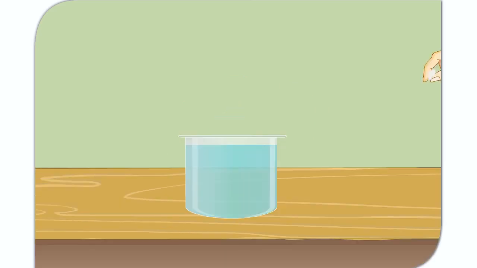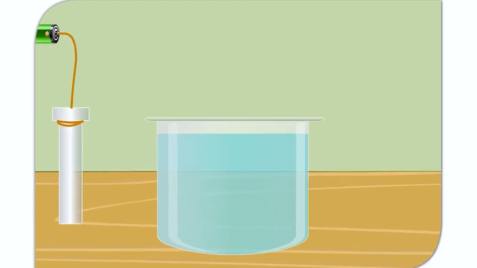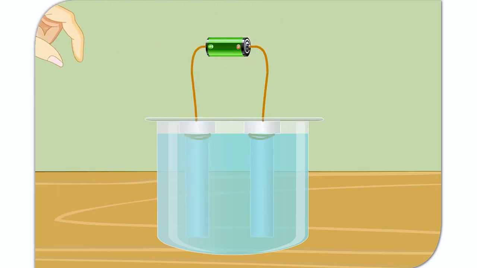Take water in a beaker and add a pinch of common salt to it. Take out 2 carbon rods from 2 discarded dry cells. Clean their metal caps with sandpaper. Wrap copper wires around the metal caps of the carbon rods and join them to a battery. Thus, these carbon rods are used as electrodes. Immerse these electrodes in the salt solution in the beaker. Keep the metal caps of the carbon rods outside the water. You will observe gas bubbles near the electrodes.